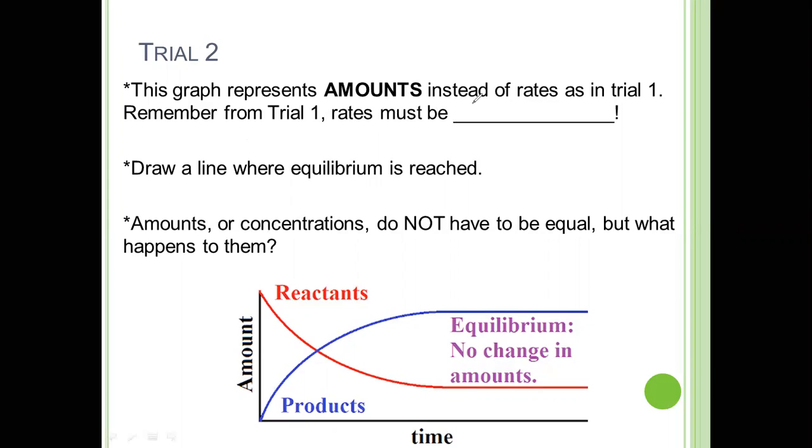Remember in trial 1 that the rates had to reach equilibrium to become equal. So in this case, draw a line where equilibrium is reached. So it's the same idea, except the lines aren't going together the way they did in the last graph. So basically from this graph, you can see that the amounts or concentrations do not have to be equal, but you'll notice that they remain steady. So they become constant.